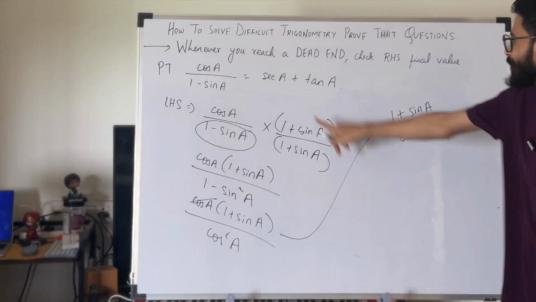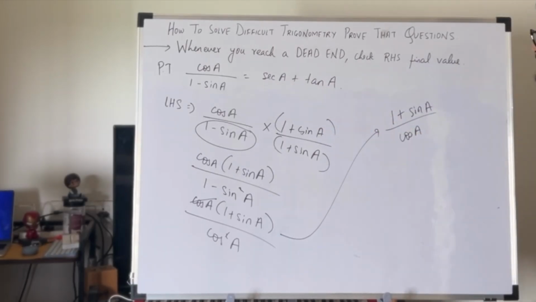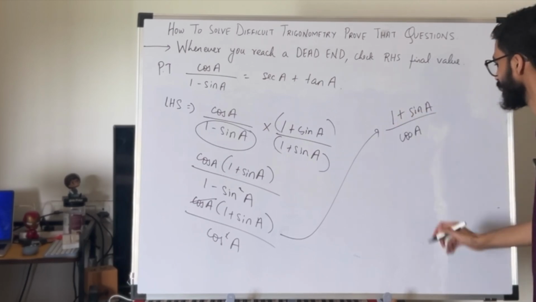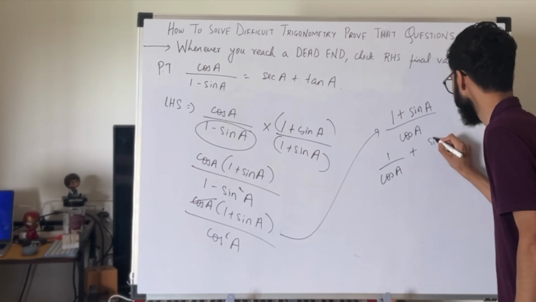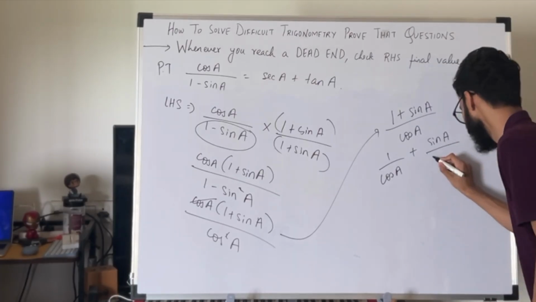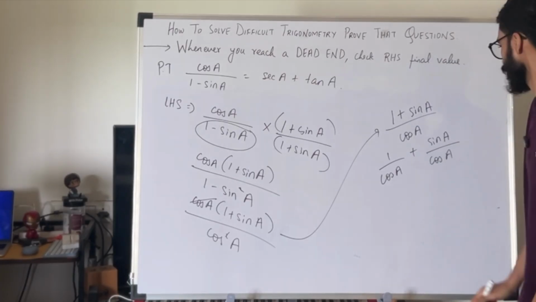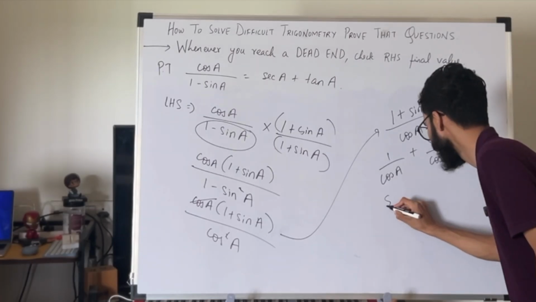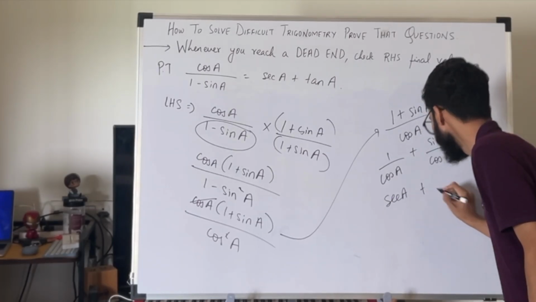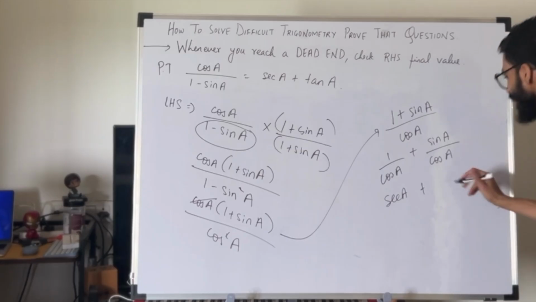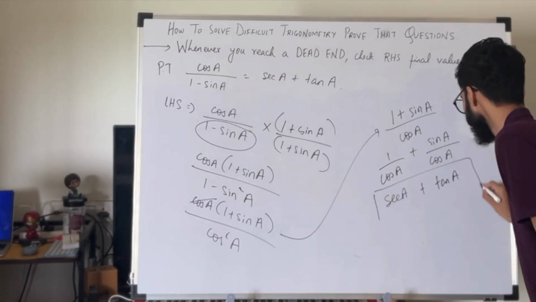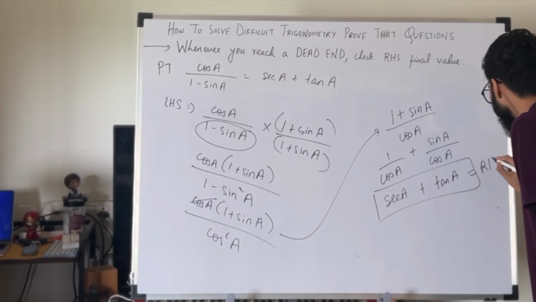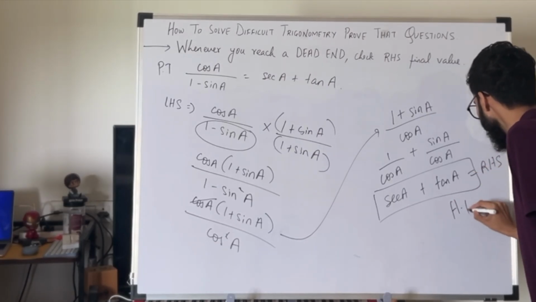Now I need to get sec A plus tan A. If I just separate these terms, 1 by cos A plus sin A by cos A. What is my 1 by cos A? It is nothing but sec A, plus sin A by cos A is tan A, which is my RHS. Hence proved.